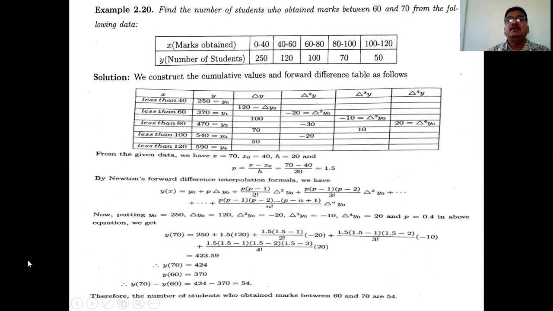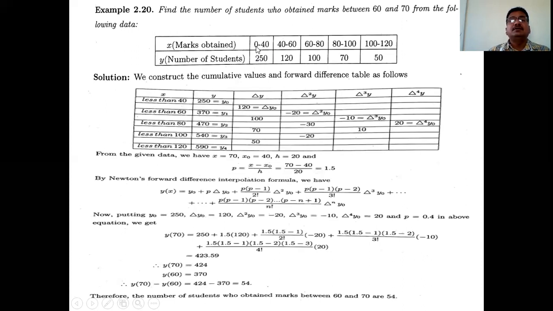Then find the number of students who obtain marks between 60 and 70 from the following data. So the table is what? The values of x are 0 to 40, and the corresponding answer is 250 students.